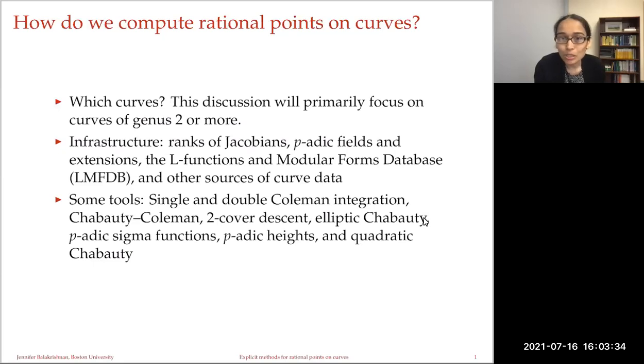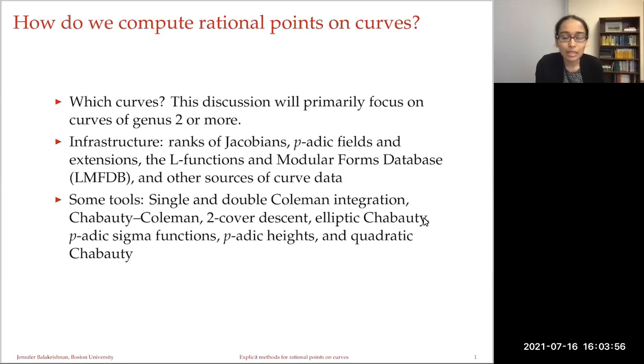Where do you even go to look for sources of curves? Of course, we know that we like to look at modular curves, but then perhaps we're interested in other curves that might have other properties. And I thought I'd just say a few words about the L-functions and modular forms database, which has a lot of rich data, in particular the case of genus 2 curves.